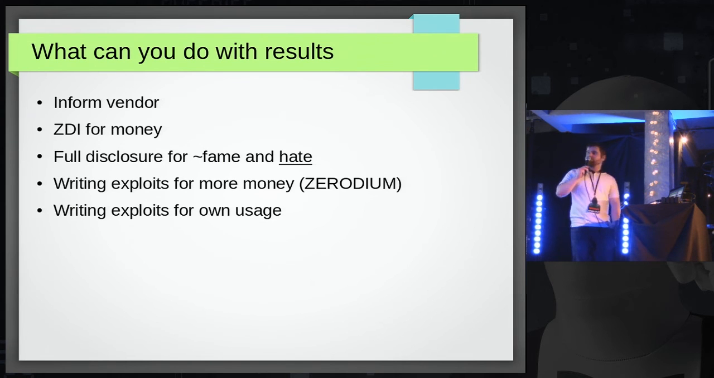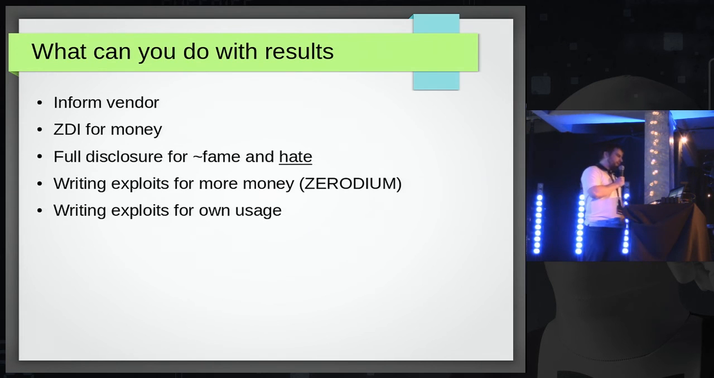You can sell vulnerabilities to ZDI. This is a kind of ethical way because they don't make it public before the vendor has fixed them. Of course, you can do full disclosure and make it public, but this is kind of hit and miss. And of course, you can make even more money by writing exploits and selling them to, for example, Zerodium. But in this case, you have real, large ethical problems.